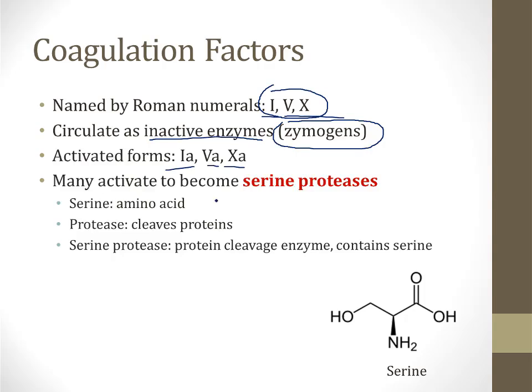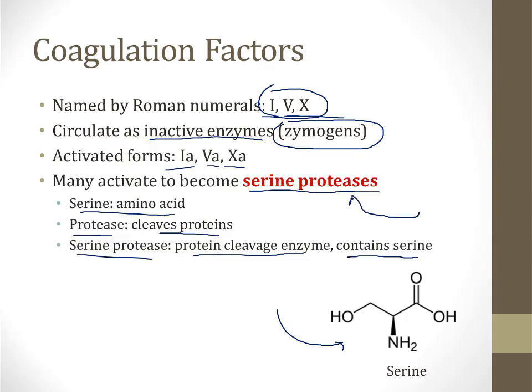And you should know that many of them activate to become a special type of enzyme called a serine protease. So serine is an amino acid. This is its structure shown on the screen. A protease is an enzyme that cleaves proteins. So serine proteases are protein cleavage enzymes that contain the amino acid serine. And many of the coagulation factors activate to become serine proteases.